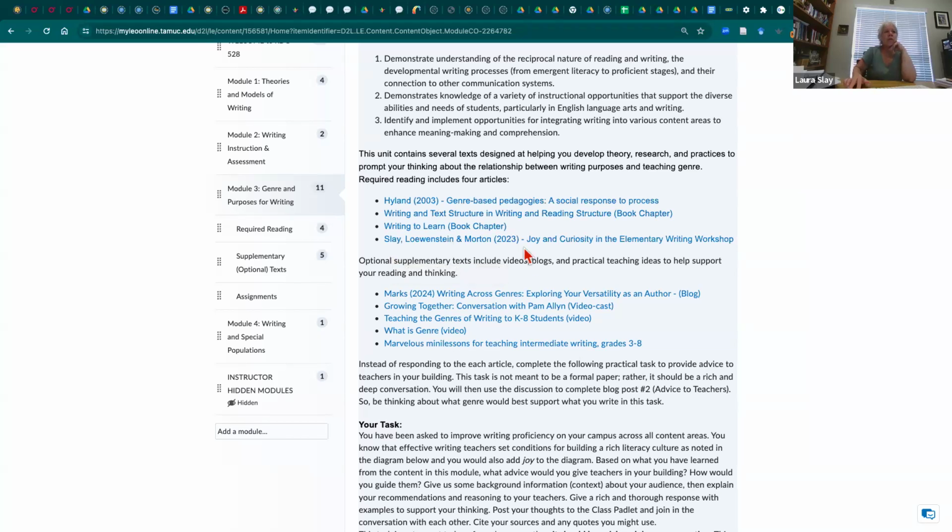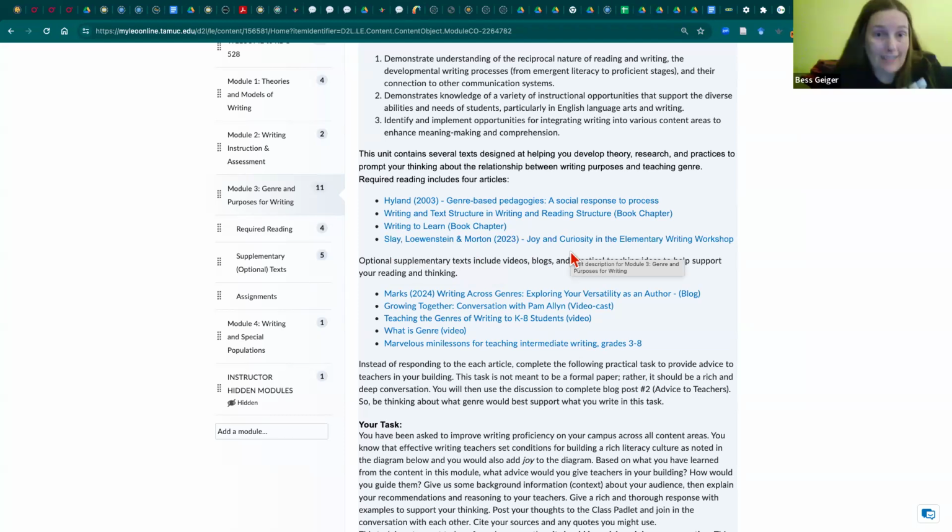Have you started any of this reading, anyone? Okay. How are you finding it so far? So far, I've read through all of it. It's good, but there's a lot of it. I feel like for myself, practicing some of the multi-genre might be good, but I'm open to whatever. Okay.